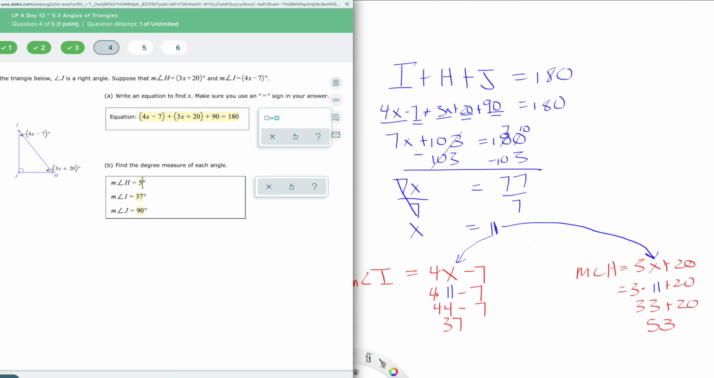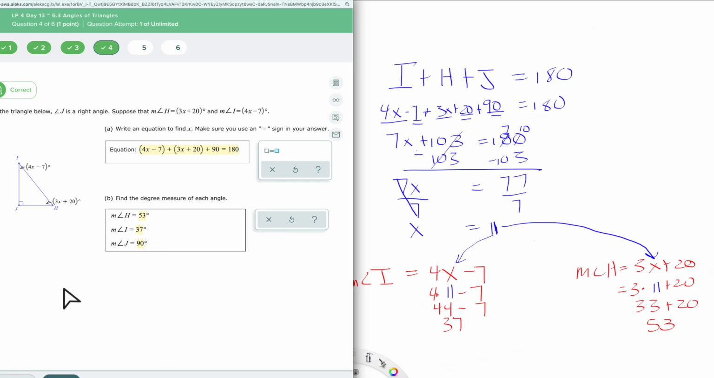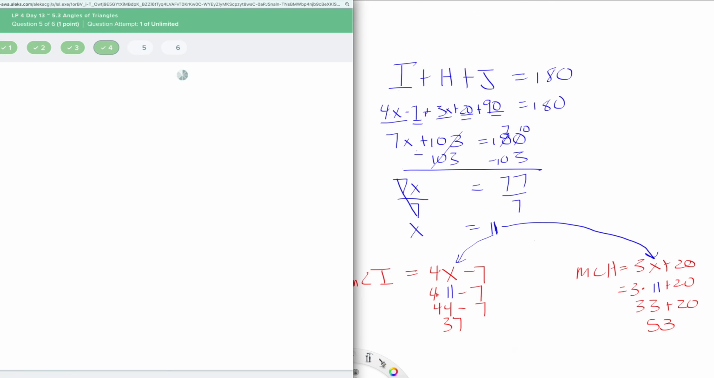So one thing to do too, and you can click check here, and Alex will tell you whether or not you're right or wrong. But if you got the wrong answer, one thing you can check is these should add back up to 180 degrees. If they don't, something went wrong. I know 53 plus 37 gives me 90, and 90 plus 90 gives me 180. You can check that really quick before you click the check button. But Alex is pretty nice about letting you go back and check again.